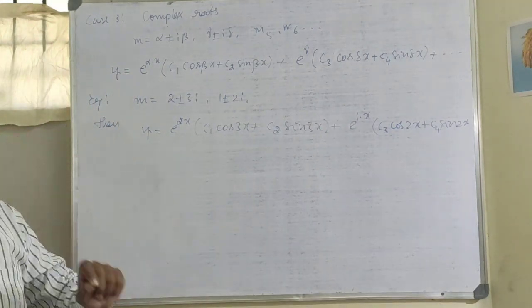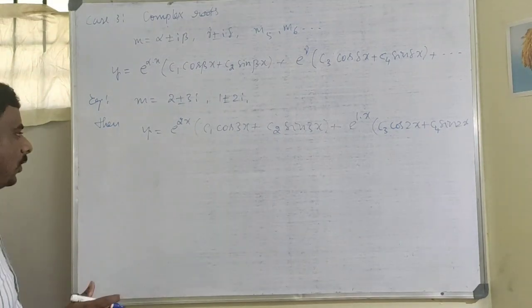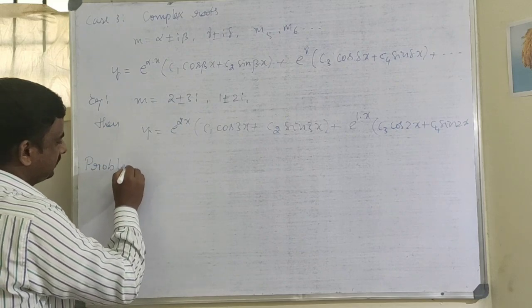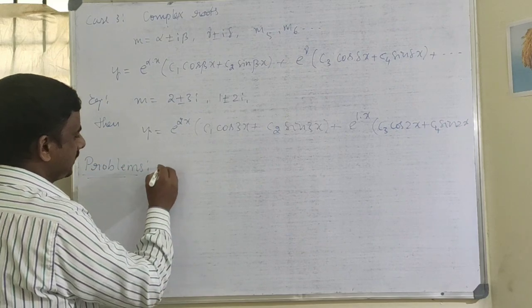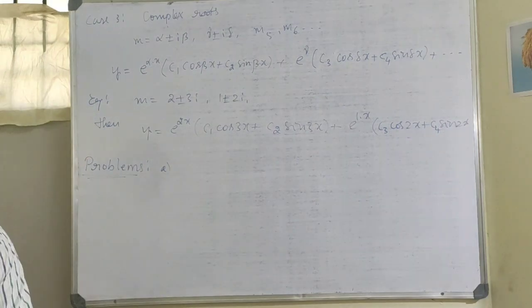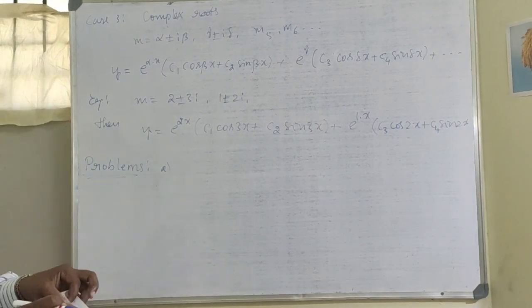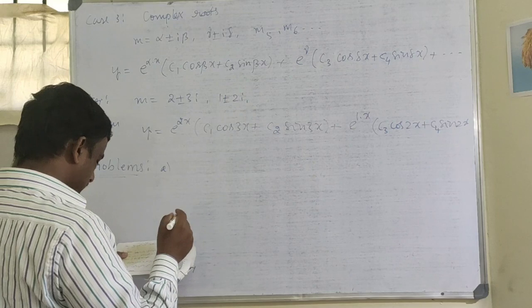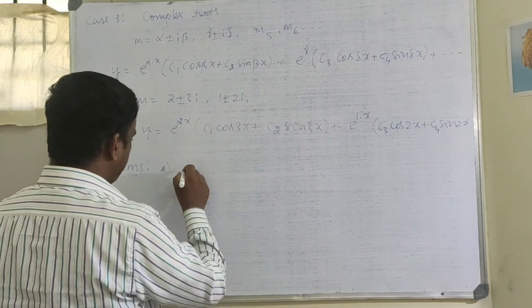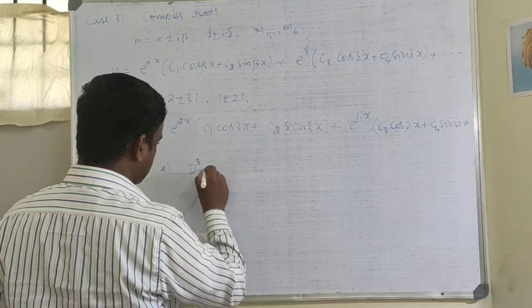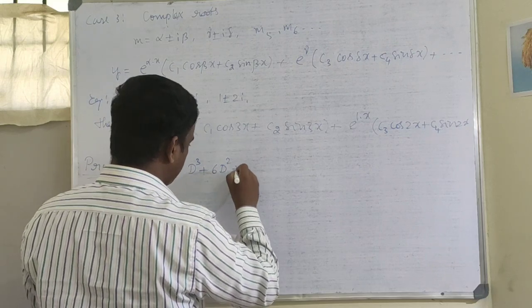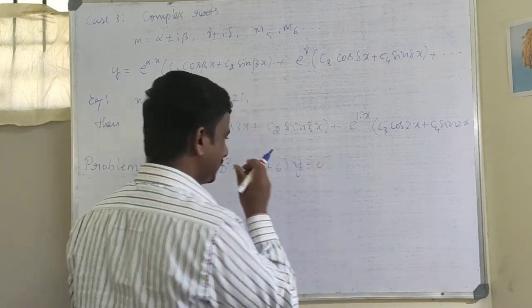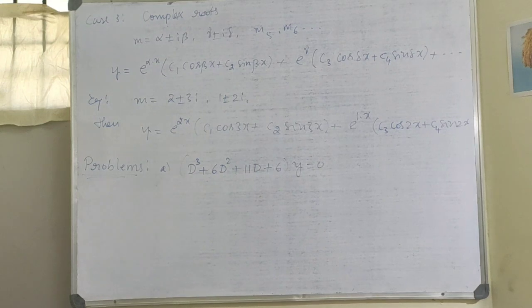So these are the three possible cases to write the solution of homogeneous linear differential equation. Next we shall consider some problems. Solve the followings. So first consider this one. Three problems I will consider. First one, D cube plus 6D square plus 11D plus 6 times y equal to 0. So this is the first equation I am going to consider.